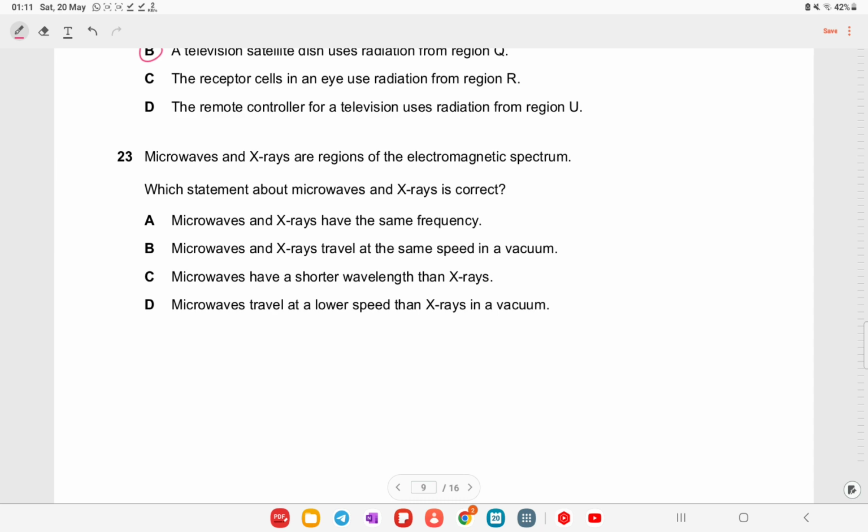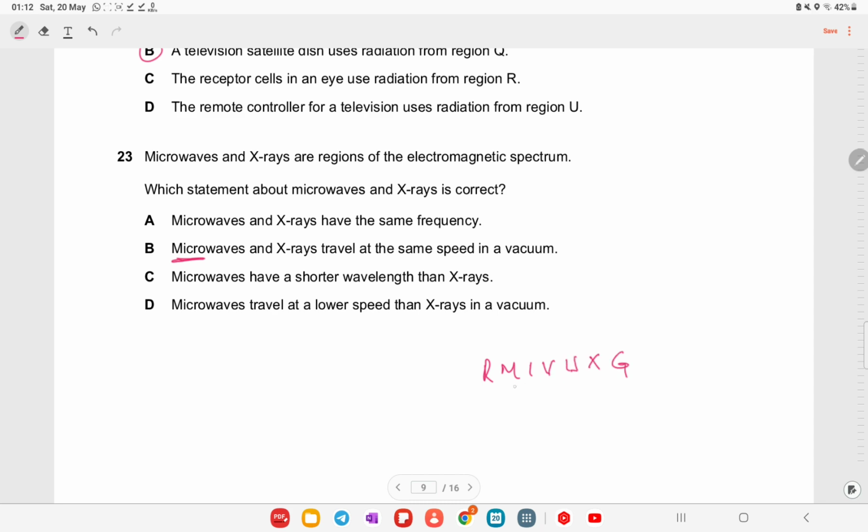Which statement about microwaves and X-rays is correct? Microwaves and X-rays have the same frequencies. Now, microwaves and X-rays travel at the same speed in a vacuum. Yes, they travel with the same speed, but I'm not sure because I haven't read the next two options. Microwaves have a shorter wavelength than X-rays.